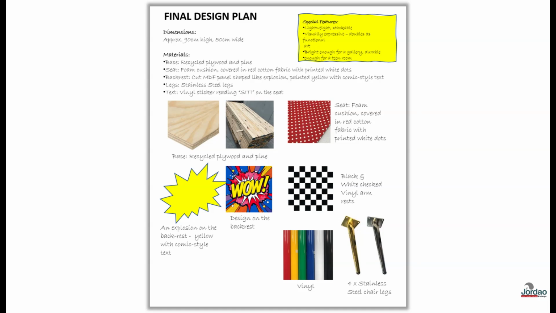Next, list your materials, like wood, foam, fabric, vinyl, or even acrylic. Show that you've thought carefully about what works best. Then, describe any special features. Maybe it lights up, has detachable arms, or even includes comic-style text bubbles. And finally, highlight your key design features, like the bold colors, pop art patterns, or fun shapes that make your chair stand out.